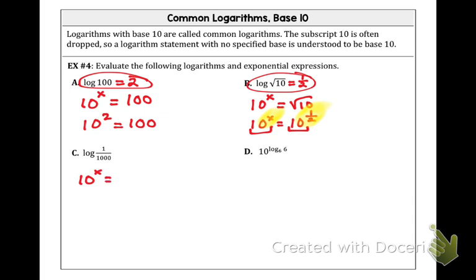10 to what power is 1 over 1,000? Well, if I want to have a base 10 here, how can I convert 1 over 1,000 to base 10? Well, that's just the same as 10 to the -3 power. So since I have base 10, my x is going to be equal to -3. So log of 1/1000 is equal to -3.